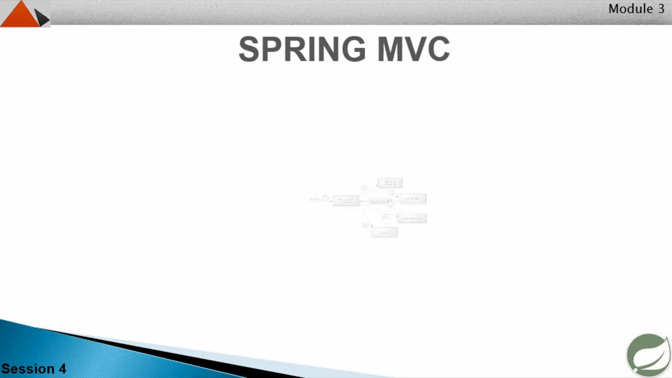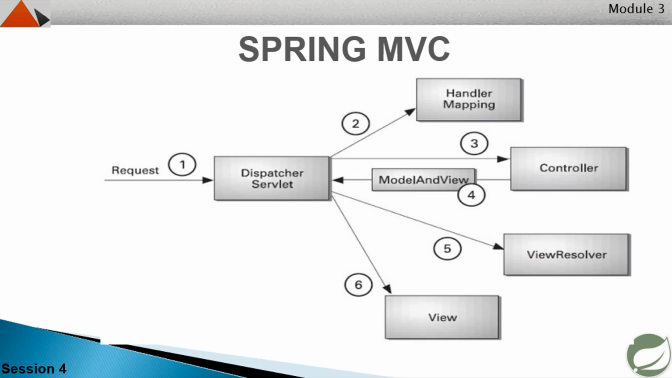Let's understand the flow of Spring MVC with the help of a diagram. As you can see on the screen, the diagram is numbered according to its flow. All incoming requests are intercepted by the DispatcherServlet that works as the front controller. The DispatcherServlet gets the entry of handler mapping from the XML file and forwards the request to the controller.